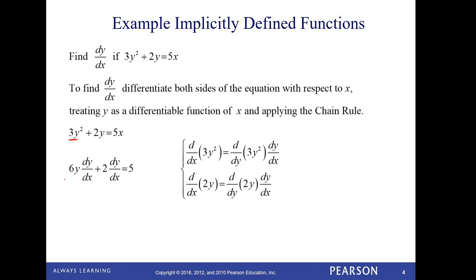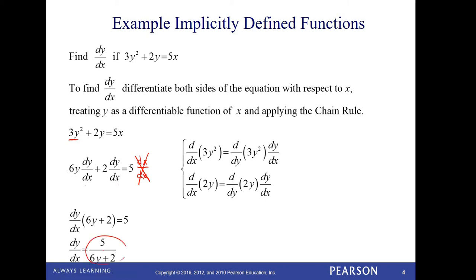Using the power rule for the first term, we bring down the 2, we get 6 times y. Since we're differentiating with respect to x, we need dy/dx, plus 2 dy/dx equals 5. Since we're differentiating with respect to x again, dx would just be 1, the derivative of x with respect to x. So you can see how they did each piece separately here. And then factoring out dy/dx, and finally dividing both sides by 6y plus 2.